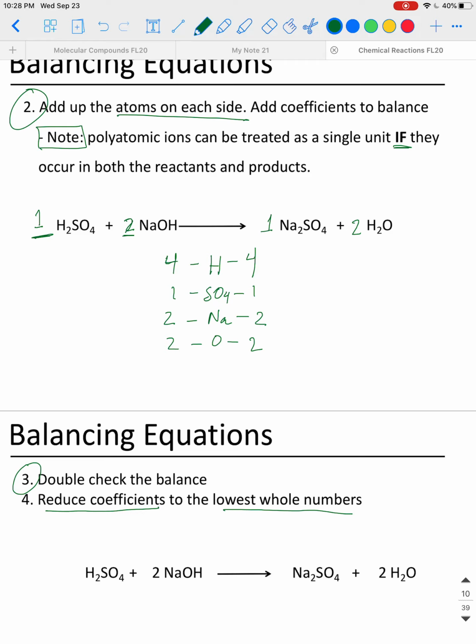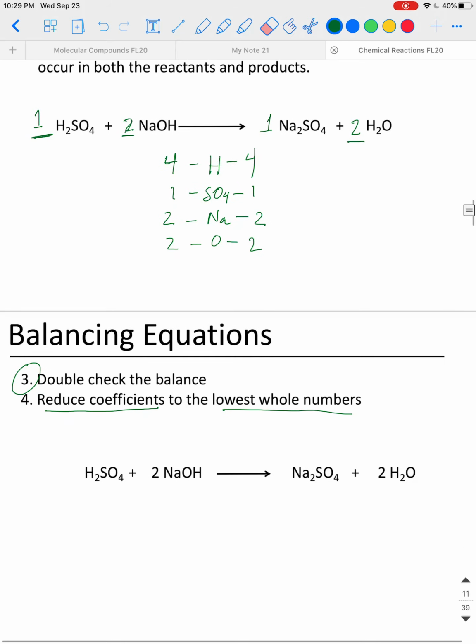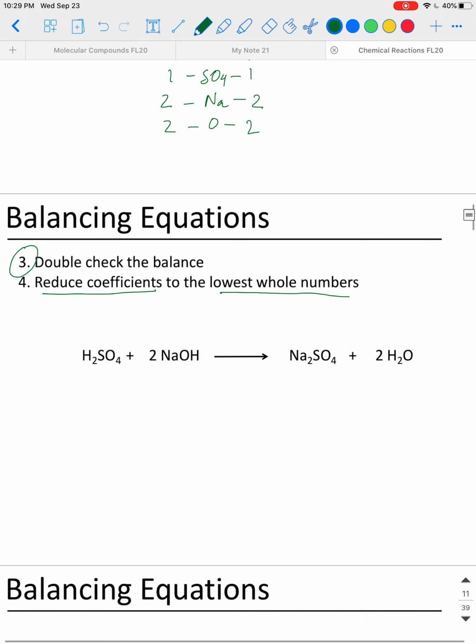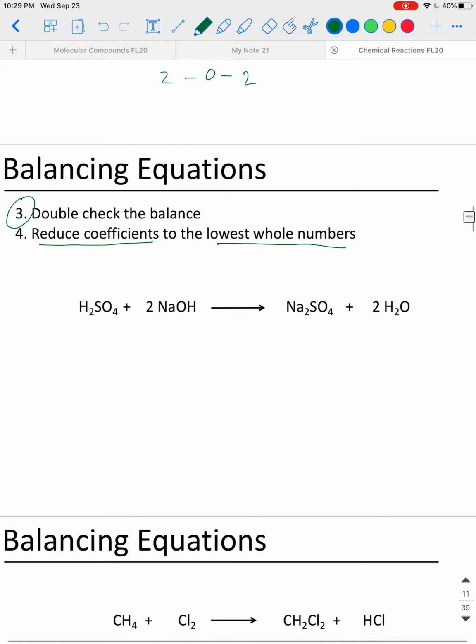I have an understood coefficient of 1 in front of sodium sulfate, and a coefficient of 2. Now because I have these coefficients of 1 in front of hydrogen sulfate and sodium sulfate, I'm as simplified as I can get, okay? So we do have our lowest whole number. Now if I had 2, 4, 2, 4, I could simplify that, right? Everything's divisible by 2. But I'm already simplified, so essentially rule number 4 here, we're already there. So that's the final balanced equation.